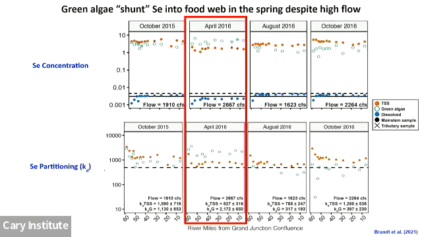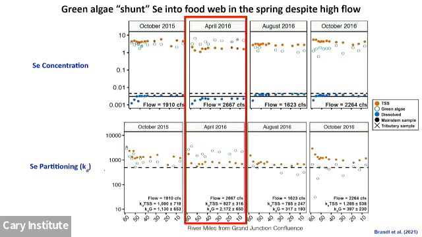And it's really in April 2016 that we observe this bizarre behavior. This is the high flow period in this system. Snow melt driven releases of water to the system occur. And this is when we would expect dissolved concentrations to be relatively low compared to other parts of the year, but the green algae concentrations are super high. So this is puzzling. We don't know exactly what's going on here, but there's a lot of water coming in. The concentration of selenium in that water is low, and yet the green algae concentrations are higher than they are at any other point in the year.